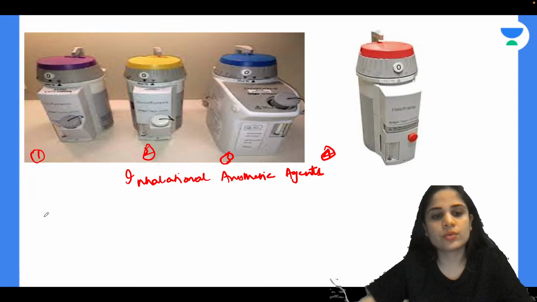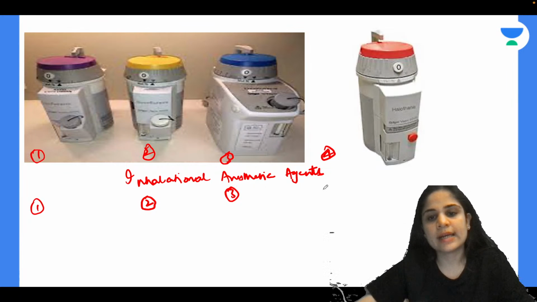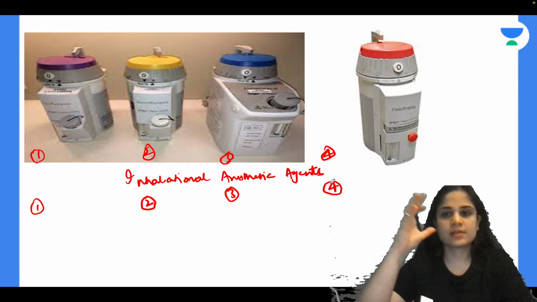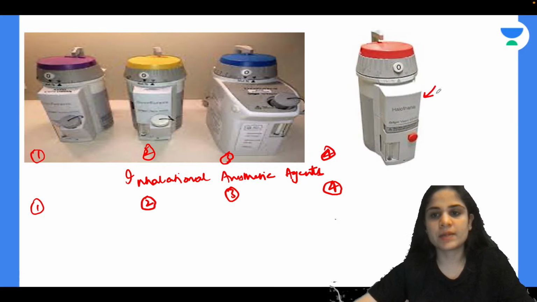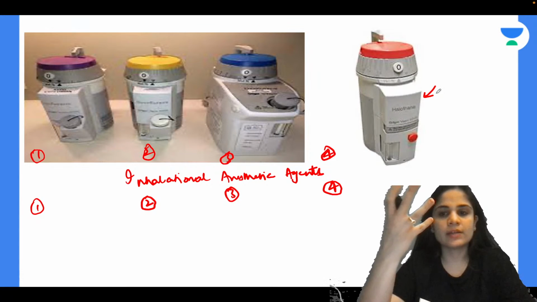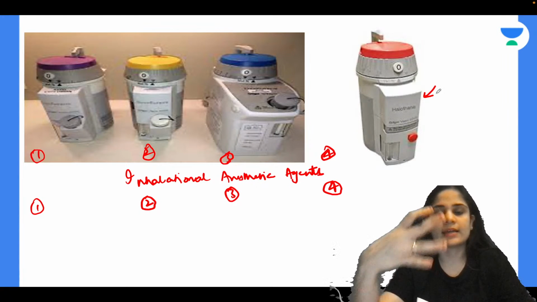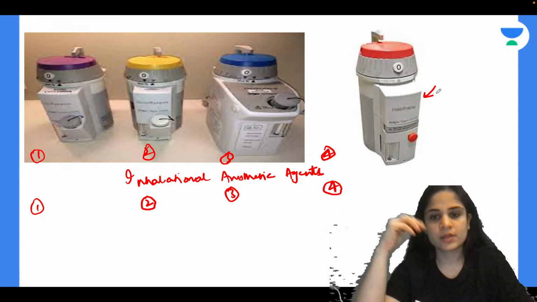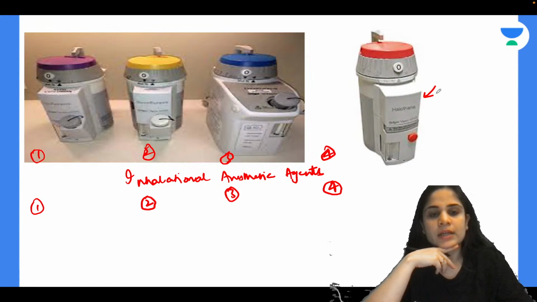So we'll write 1, 2, 3, 4. I'm writing below also 1, 2, 3, 4. So identify from the color of the vaporizer. This is the vaporizer. As you can see, vaporizer is the instrument which converts the liquid anesthetic into the vapor form. So identify from the color each of the vaporizers.